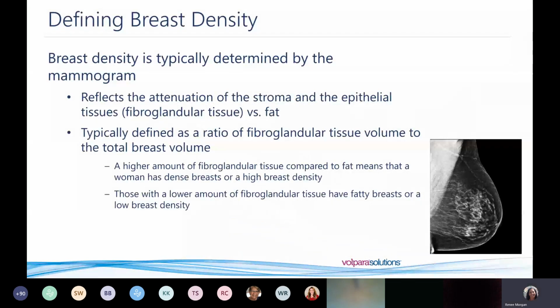Breast density is typically determined by the mammogram. It reflects the attenuation of the stroma and epithelial tissue, in other words, the fibroglandular tissue versus fat, typically defined as a ratio of fibroglandular tissue volume to the total breast volume. Now, a woman with a higher amount of fibroglandular tissue compared to fat means that she has dense breasts or high breast density. And a woman with a lower amount of fibroglandular tissue has a fatty breast or a lower breast density.